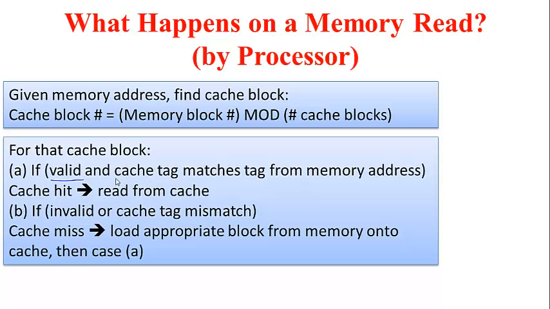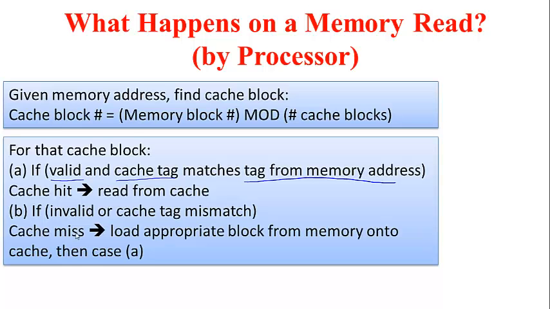After having confirmed that it has valid data, we have to check whether the tag maintained as part of the metadata of the cache block matches the tag field of the memory address. If they match, this is an indication that the data in the cache is indeed the data which is actually present in that particular memory address in main memory. So in this case, we have a cache hit, which means that we can read that particular memory address which the processor is trying to access from the cache.